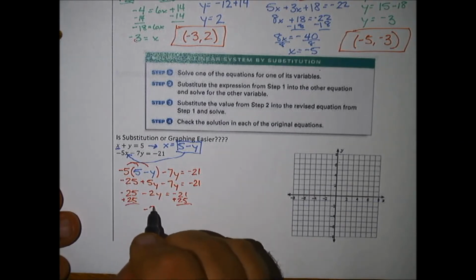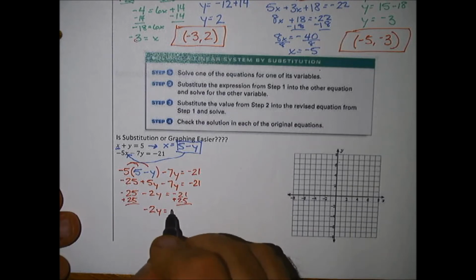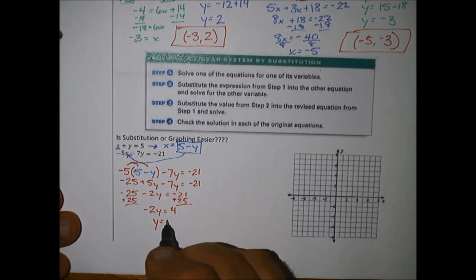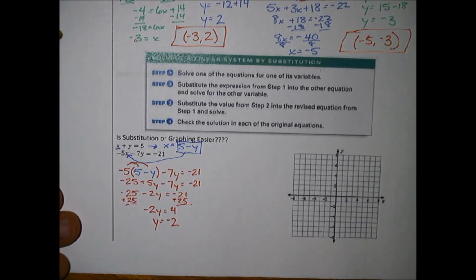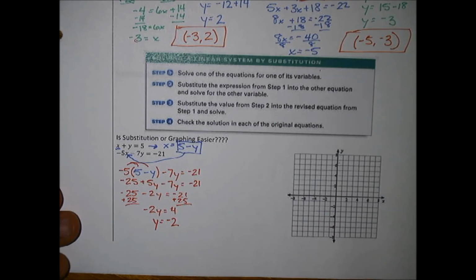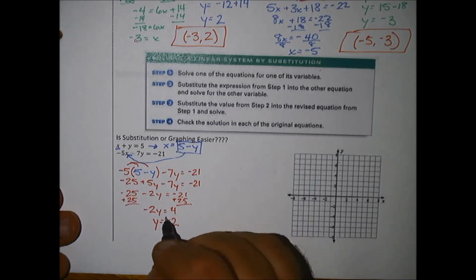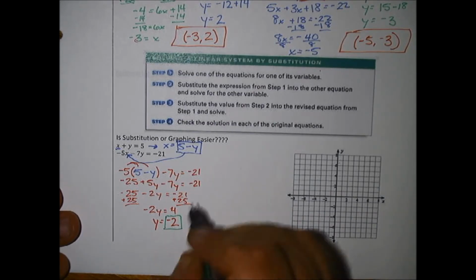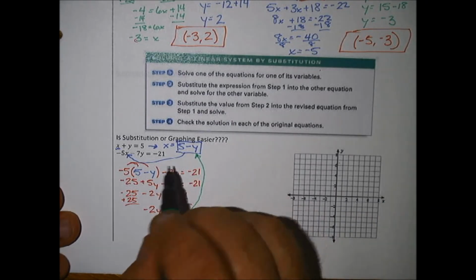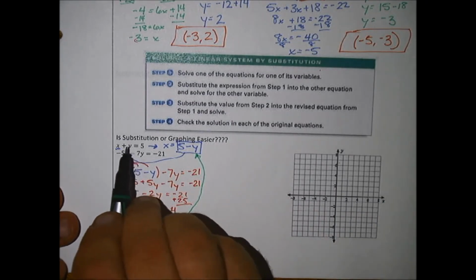Okay, and now I have negative 2y equals, that'll be a positive 4. So y equals negative 2. Now, what I always use is I'm now always going to take that negative 2 and plug it into my altered equation. You don't have to. You really have 3 equations to pick from.